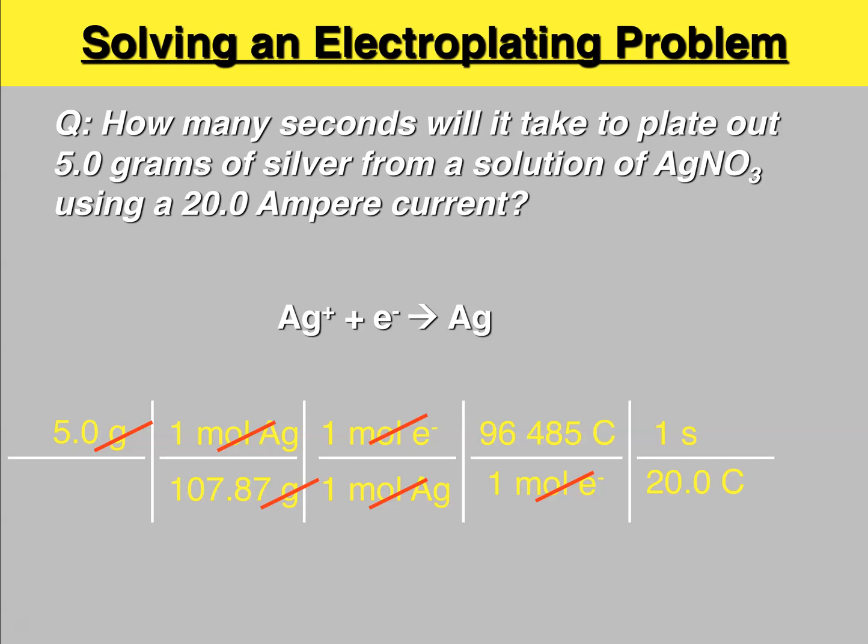is 1 second, or 20 coulombs, because amps is coulombs per time. And we're solving for seconds. Cross it out, and then we get 2.2 times 10 to the 2 seconds to ultimately plate out 5 grams of silver. Now realize, if you are solving for mass, you would just go in the reverse direction. You would use your amp current, and then you would just work your way back in the reverse direction to solve for mass. So you got to be able to go in the forward and the reverse direction.